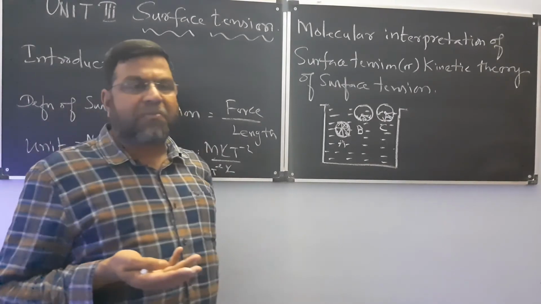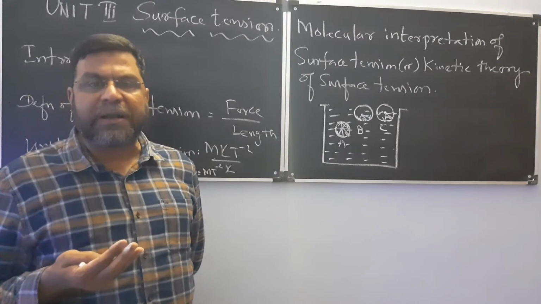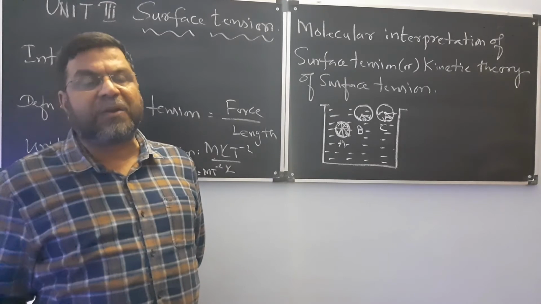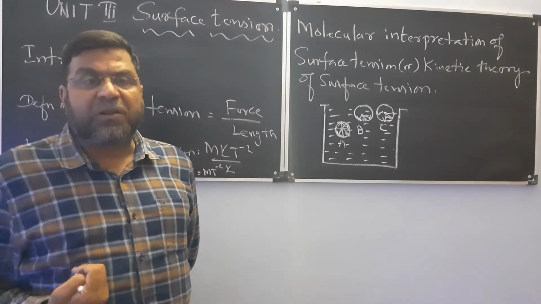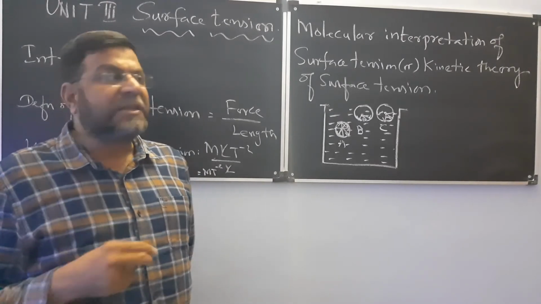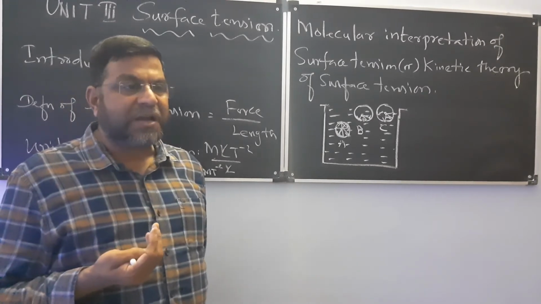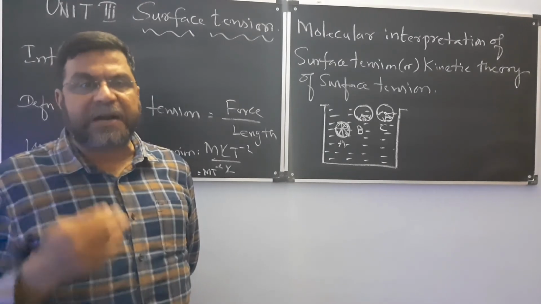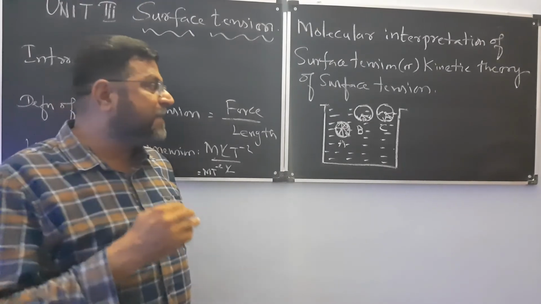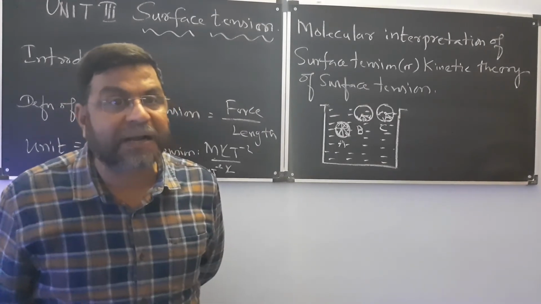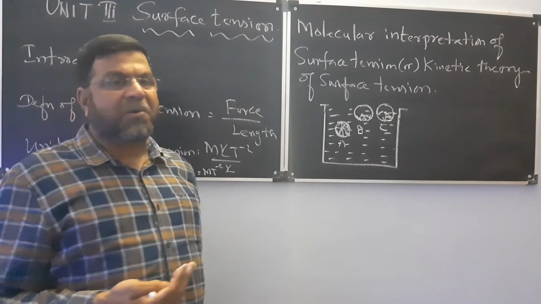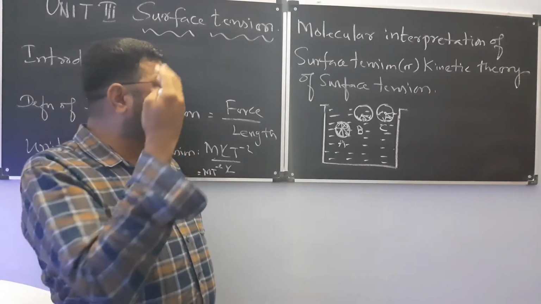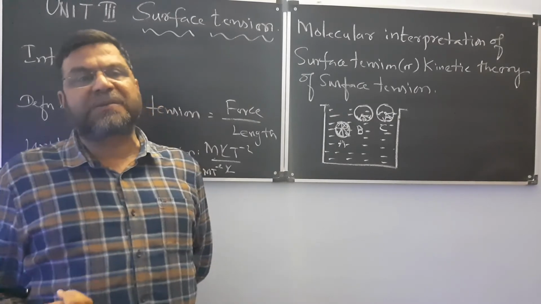Now let us consider the molecule B. When you consider the molecule B, part of it is present on the surface and the rest is below the surface. Therefore, the force of attraction is very less. The force in the upward direction is not equal to the force in the downward direction. Therefore, the net resultant force acting on the molecule B is in the downward direction. Now we are going to consider a molecule C. Half of it is present in the upper side, half is present in the lower side.